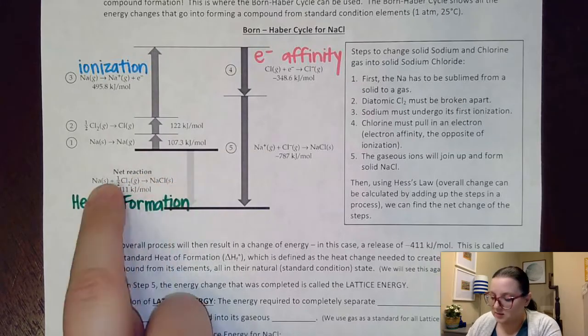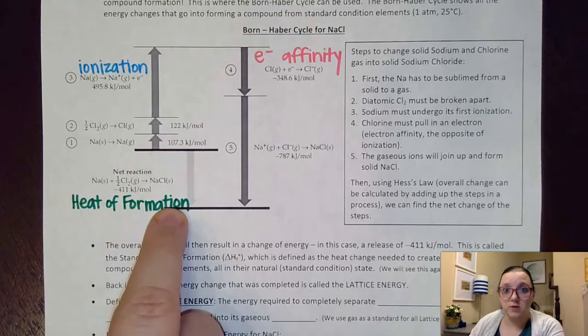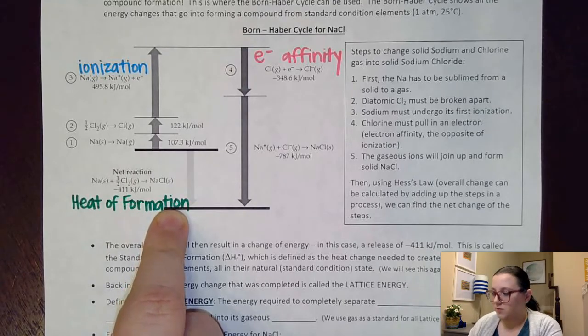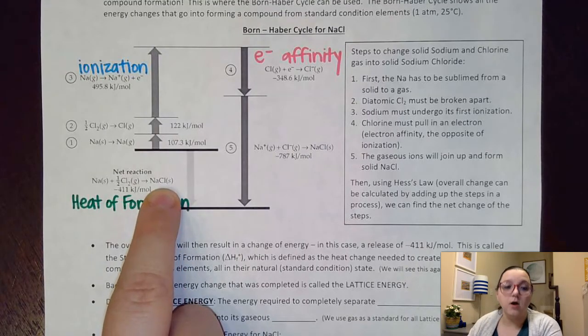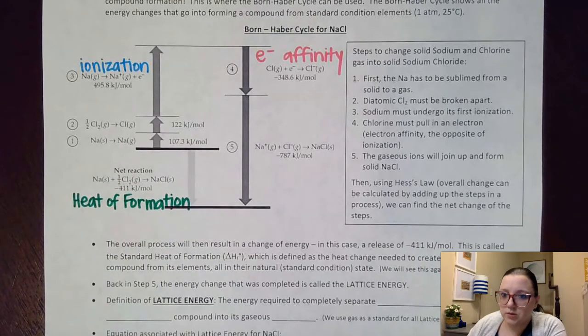By the way, this equation right here relates to what is called the heat of formation. And we're going to talk a lot about heat of formation when we get to thermochemistry. But the heat of formation is basically forming 1 mole of some sort of compound from its individual elements in their standard state. However, I'll be honest with you. We don't really care about that part for right now.